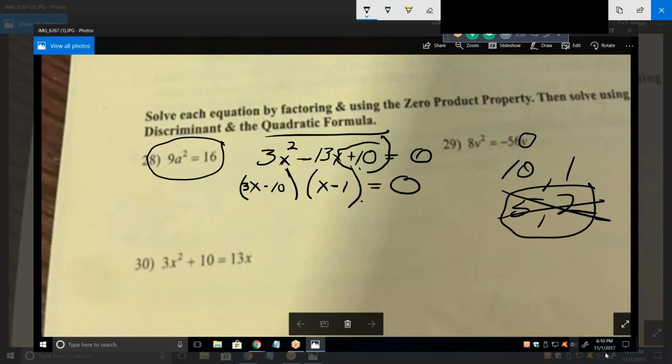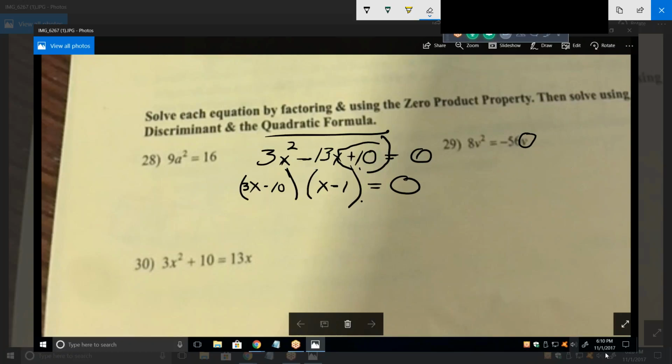Now, you can use the quadratic formula from the beginning. I didn't need to try to factor this, although the directions do say solve each equation by factoring and using the zero product property. So let's do that. Let's not use the quadratic formula until we have to, although it does say then solve using the discriminant and the quadratic formula. So they want us to use both of them. So finish solving this one. To solve it is to solve for x. We haven't solved it yet, because all we've got is one thing times another thing equals 0.